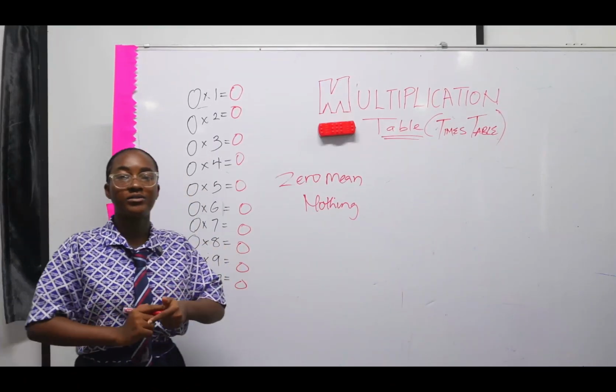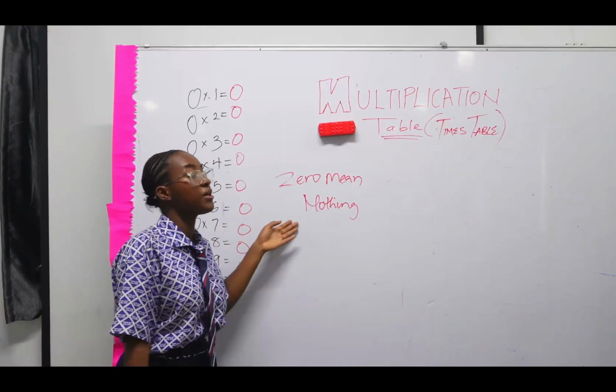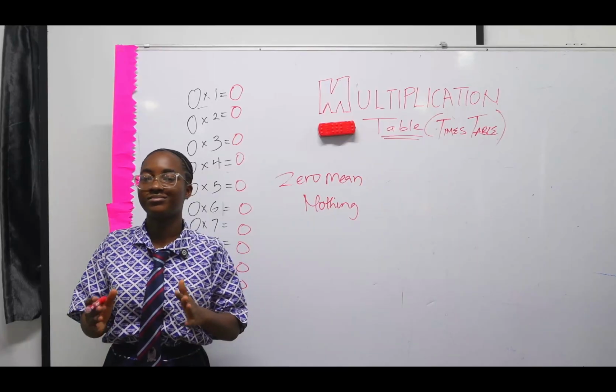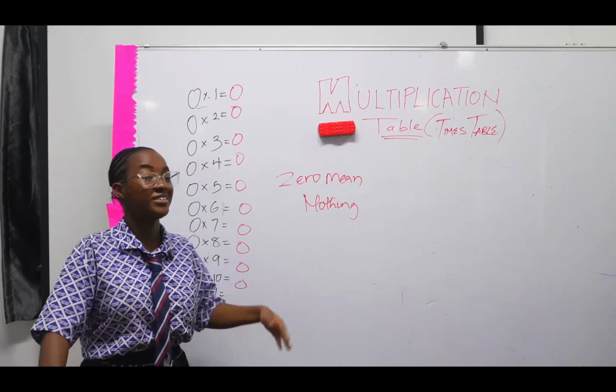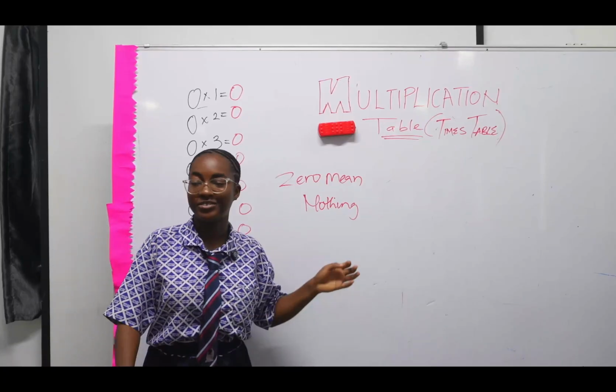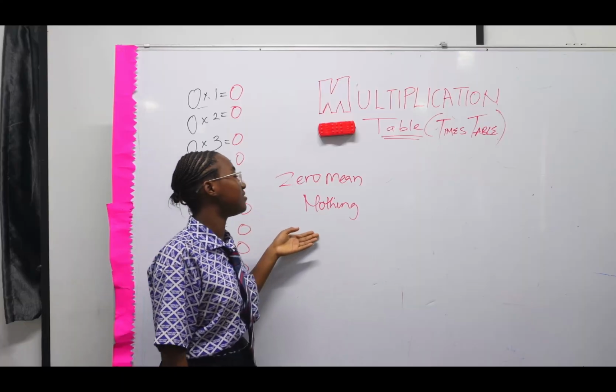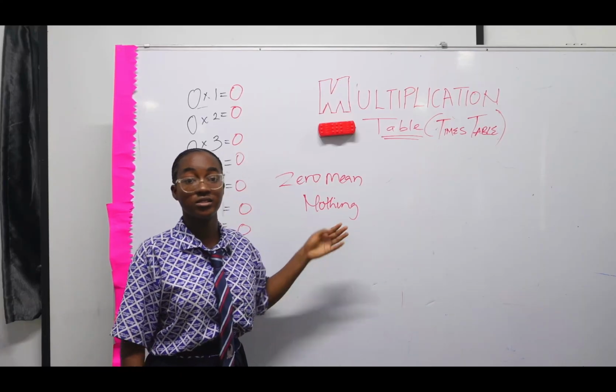So multiplication is commutative, which means that the arrangement does not matter.